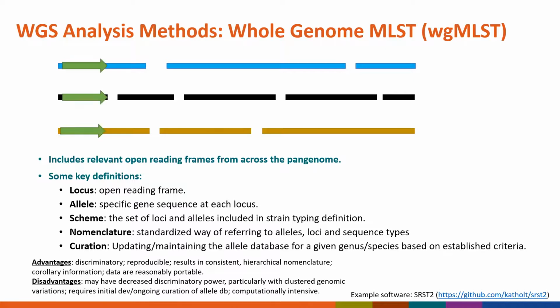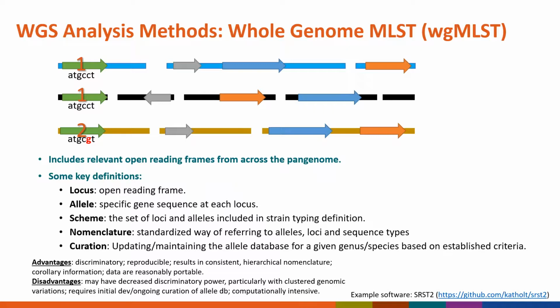And a locus generally is a gene, so it would have a start and stop codon. And then an allele for that locus is going to be a specific gene sequence at that locus. You can see here in the example in green, these are all the same loci, and then that bottom example has a nucleotide difference. So it would get a different allele number for that locus.